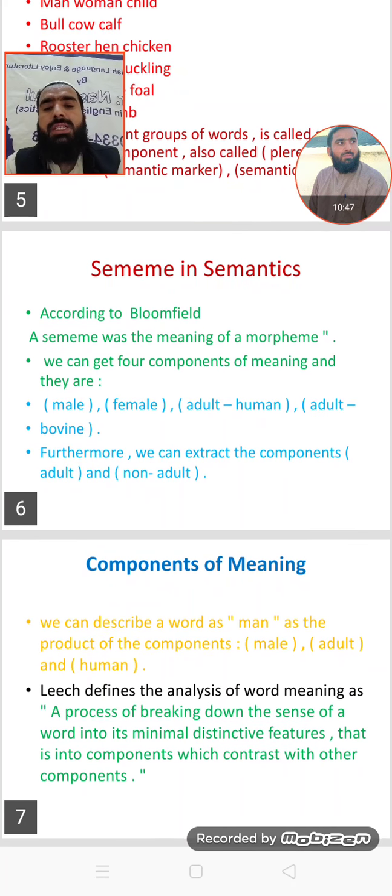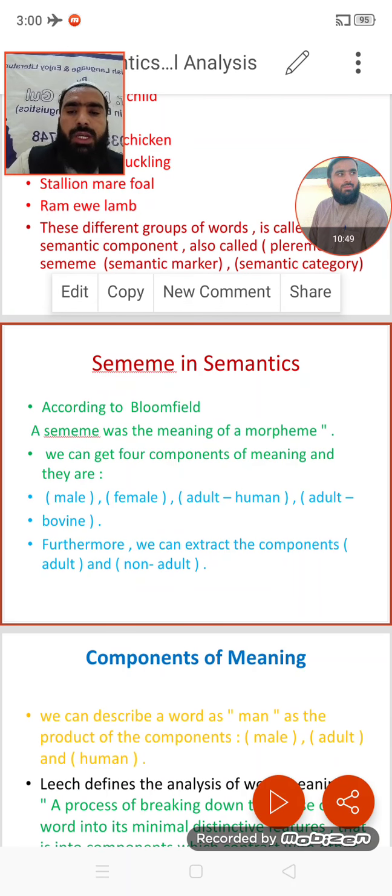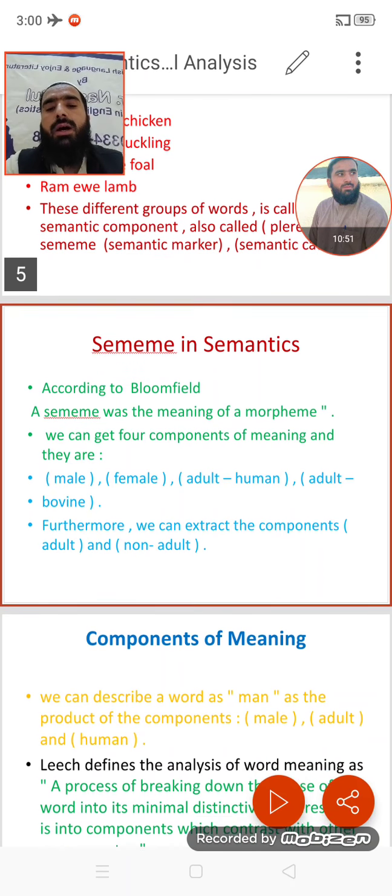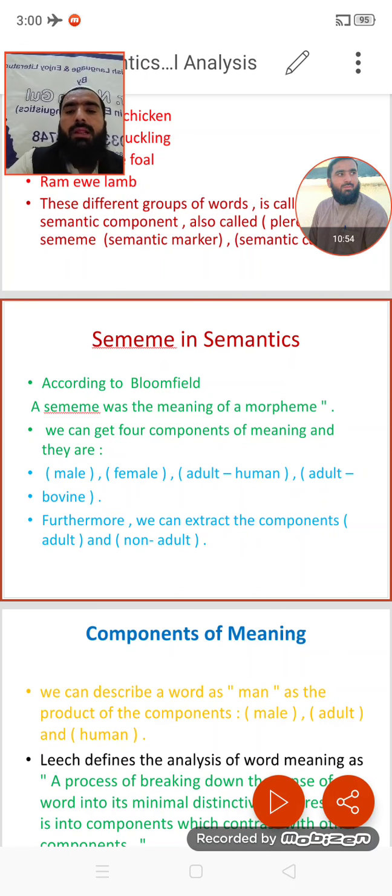Sememe, like in semantics we are studying sememe. Sememe means the minimal unit of meaning. A sememe is the meaning of a morpheme. We have studied the morpheme in morphology, and we are studying the sememe in semantics, like morphemes in morphology and phonemes in phonology. We can get components of meaning, and they are male, female, adult, human.